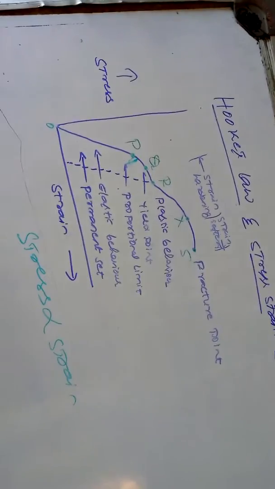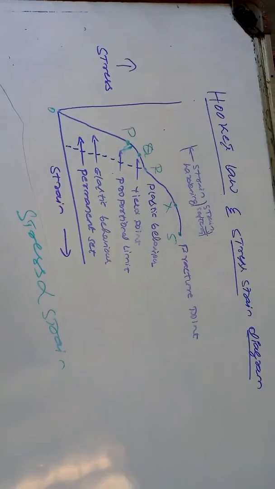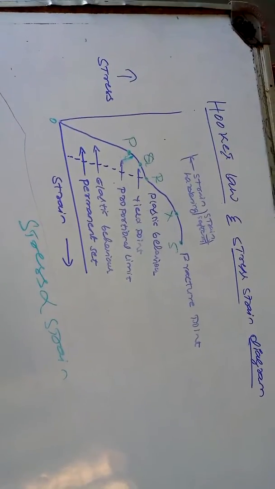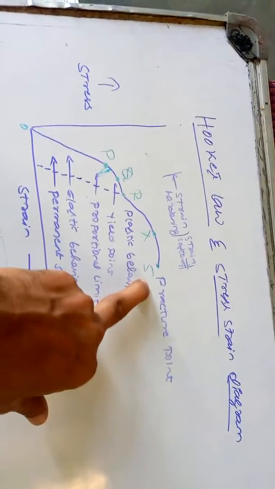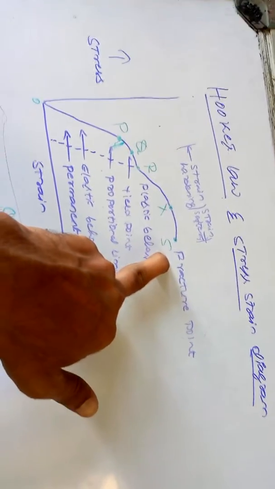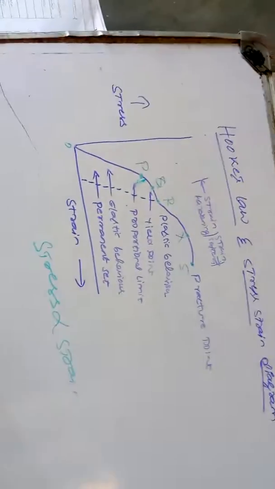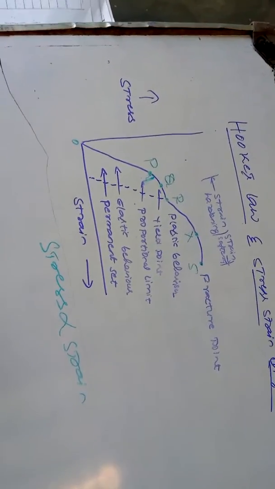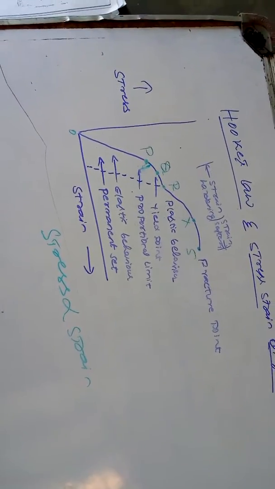The deformation becomes large enough to pull the molecules so far apart that the binding force breaks beyond S. Here X we have written. Beyond S, the body reaches the fracture point, because the body will be no more. The force per unit area at which the wire breaks is called the breaking stress or fracture point.